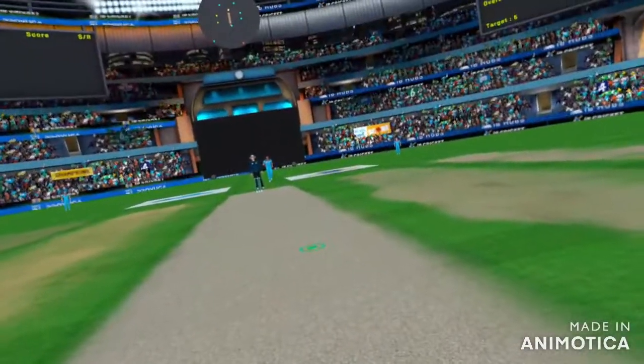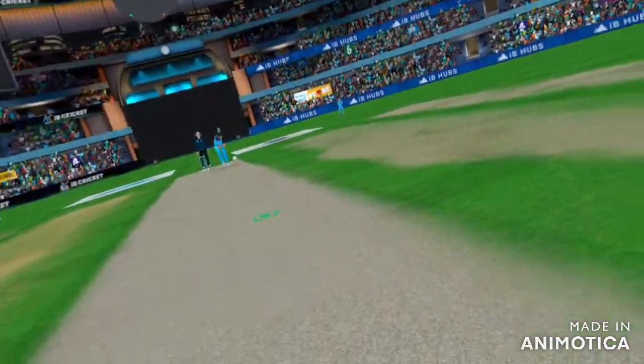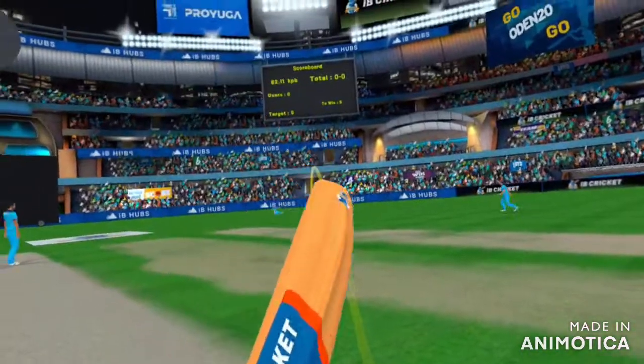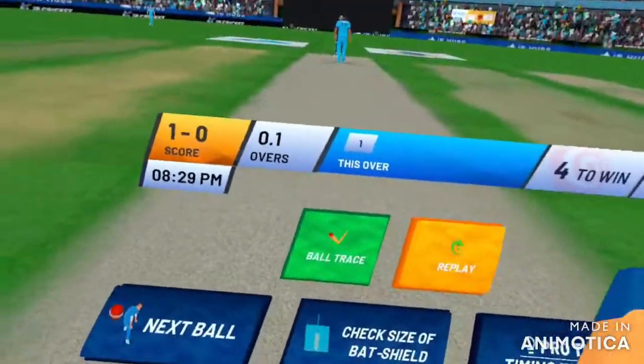All set for action. Right arm medium fast from over the wicket. Batsman is able to connect. Single and batsman is off the mark.